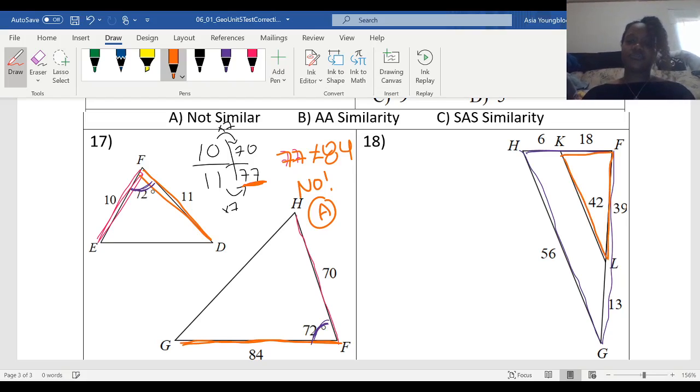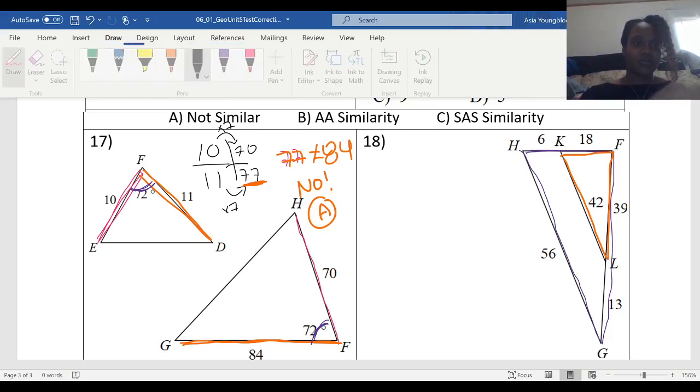So we want to see if those two triangles are similar. In order to do that, by using the side angle side similarity, we need to identify what pair of angles are congruent. This angle F is the same angle, right? So this angle F, no matter what it is, has to be equal to this angle F in the smaller triangle.